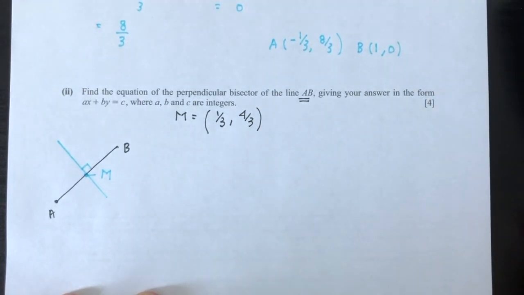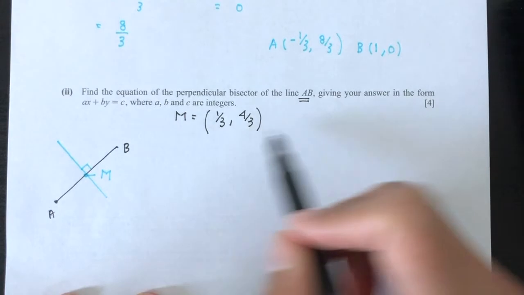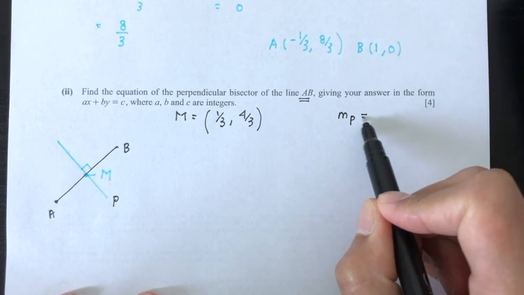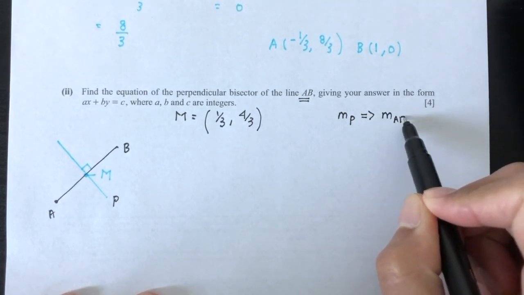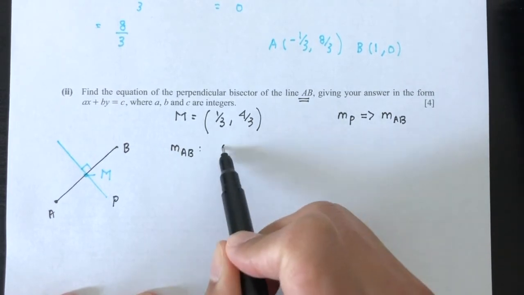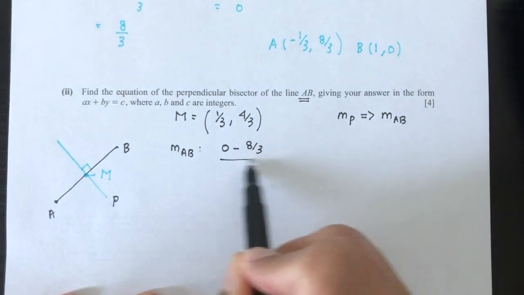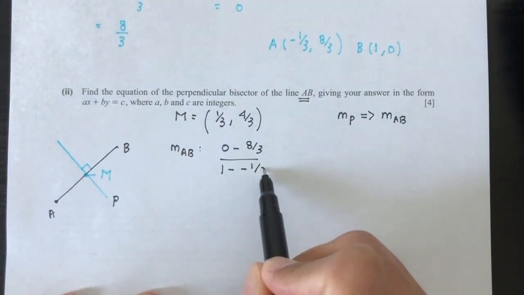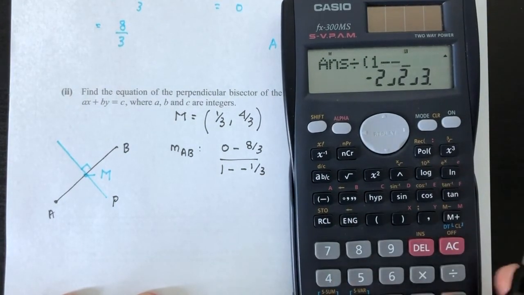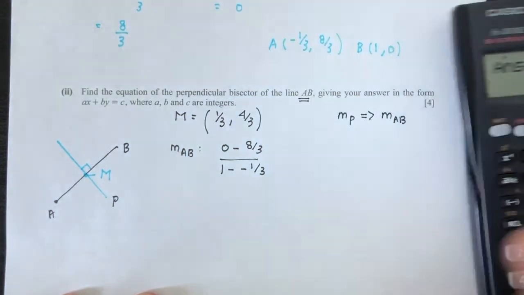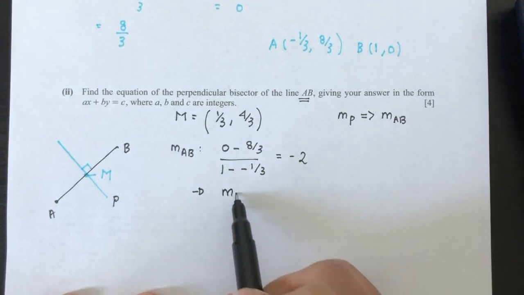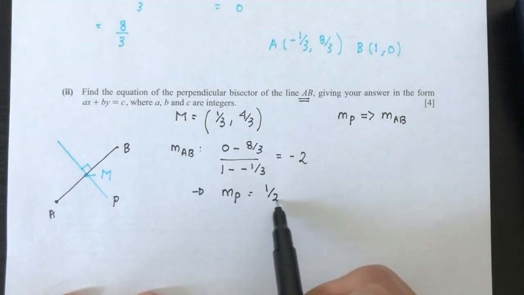Okay, now we have to find the gradient of AB first, because you need to find the gradient of the perpendicular bisector, let's call this one P. To find the gradient of P, we have to first find the gradient of AB. So AB will be using your formula, which is y2 minus y1 over x2 minus x1. So 0 minus 8 over 3 divided by 1 minus 1 over 3. That will be minus 2.